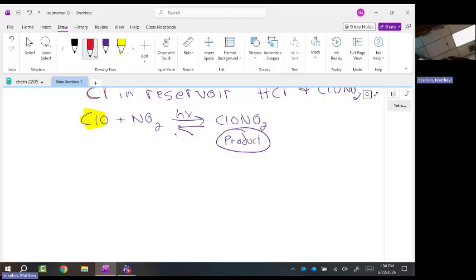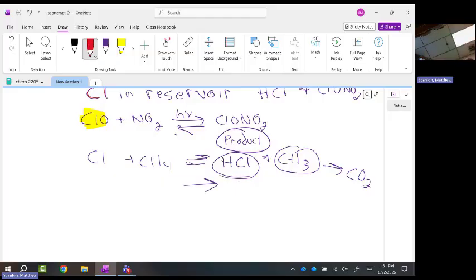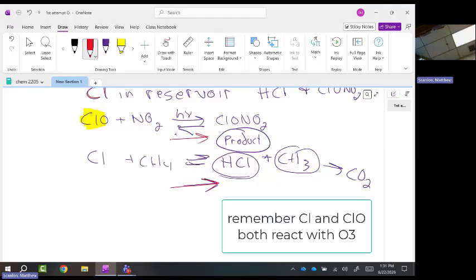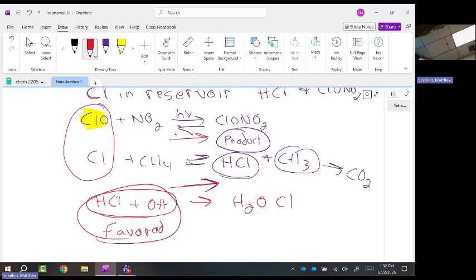So this reduces the effect of the chlorine in there. The other reservoir is Cl plus CH4 to give you HCl plus CH3, and this CH3 eventually washes out as CO2 through a series of reactions. Again, this is favored. The equilibrium favors this side, so this removes a lot of the reactive ClO and Cl from the atmosphere. The HCl, by the way, goes on to react with OH to give us H2O and Cl. That's how it gets out. Again, this is favored on this side. And so our equilibria keep our reactions favored to keep chlorine out of the stratosphere.